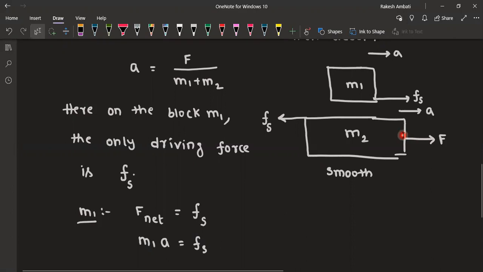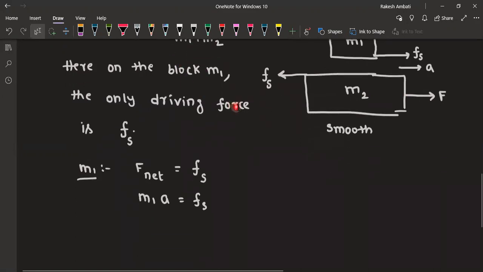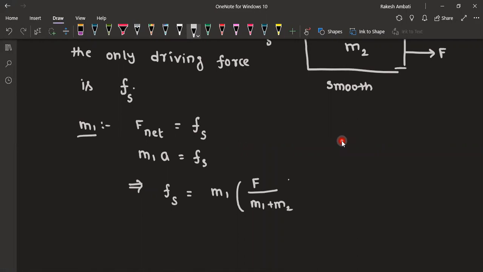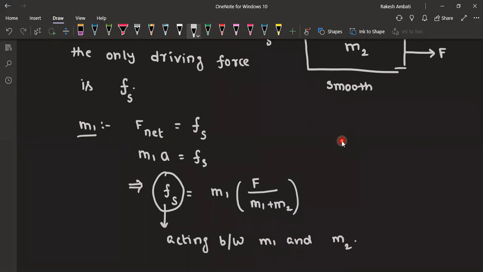But what is the assumption we are already making? They are moving together with the same acceleration. And what is the common acceleration we already have? F upon M1 plus M2. Therefore, from this equation, the static frictional force acting between M1 and M2 is M1 times, in place of acceleration, F upon M1 plus M2.